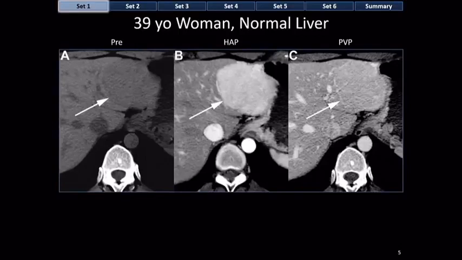So this is a prototypical example, 39-year-old woman. She has a normal liver other than the presence of a 6-centimeter mass, homogeneously, diffusely hyperenhancing, growing in the junction of segment 2 and 3 as demarcated by this arrow. So notice that this mass has diffuse hyperenhancement, that it's quite homogeneous. Notice, especially importantly, that in the portal venous phase, this mass virtually disappears.